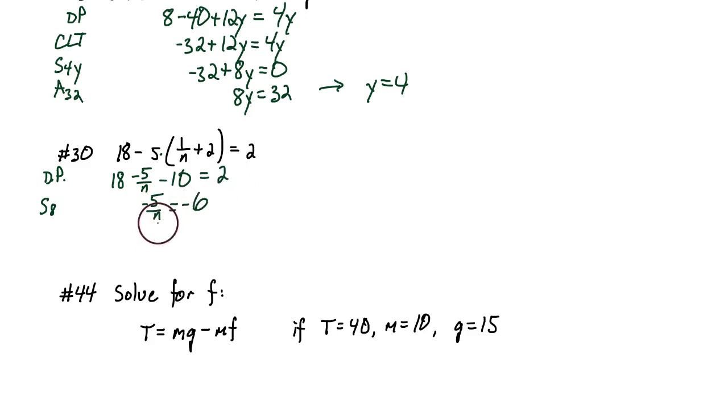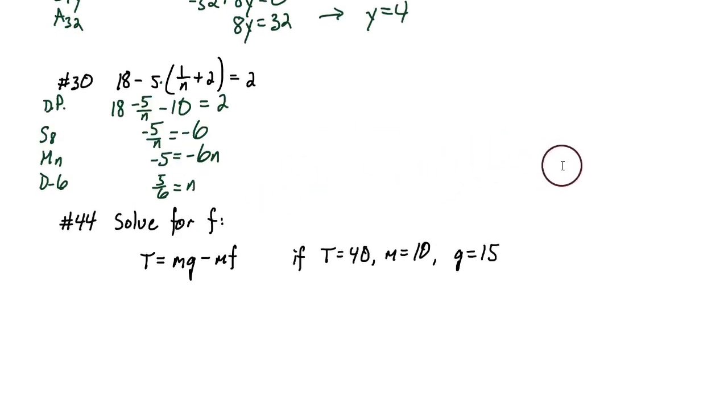How can we get the n alone if it's in the denominator? It's going to be a two-step process. First, multiply by the n to move it to the other side of the equation. Then divide by the negative 6 so that the letter n is alone. Negative 5 divided by negative 6 makes positive 5 over 6.